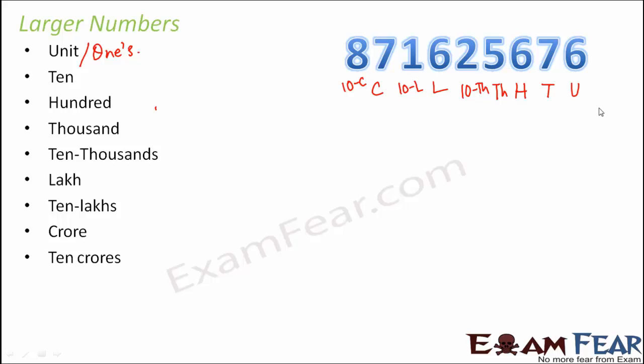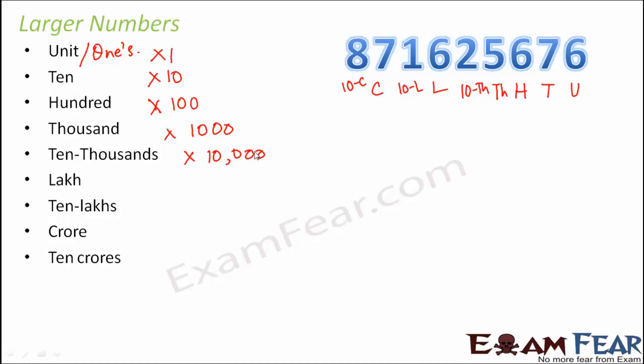Now, why are these called units place, tens place, hundreds place, and so on? Because when you actually look at the expansion of this number, you would always see that the units digit is multiplied by 1, the digit at the tens place is multiplied by 10, the digit at the hundreds place is multiplied by 100, thousands place is multiplied by 1000, and so on.